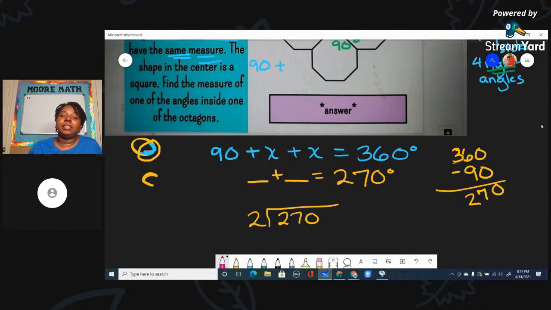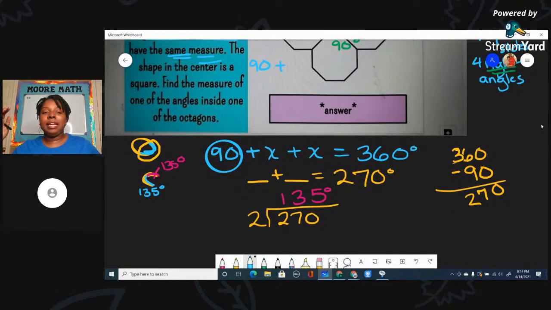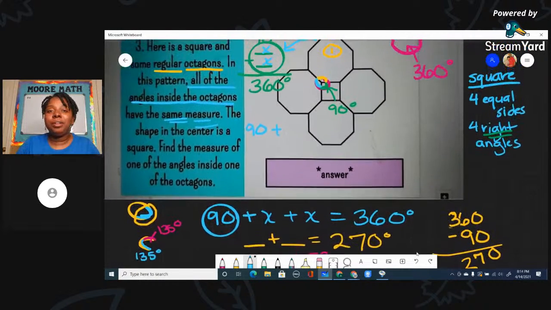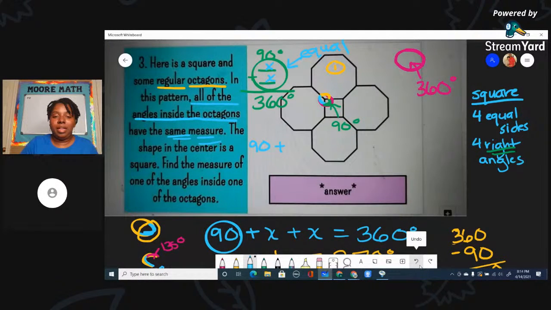135. Excellent. Okay. So each angle, from here to here, is 135 degrees. And from here to here is 135 degrees. Together they add up to 270. And then we have our 90 degrees. 270 plus 90 is 360. So the angle measure that you found right here, they just wanted you to find one angle inside the octagon, and you found it right here.